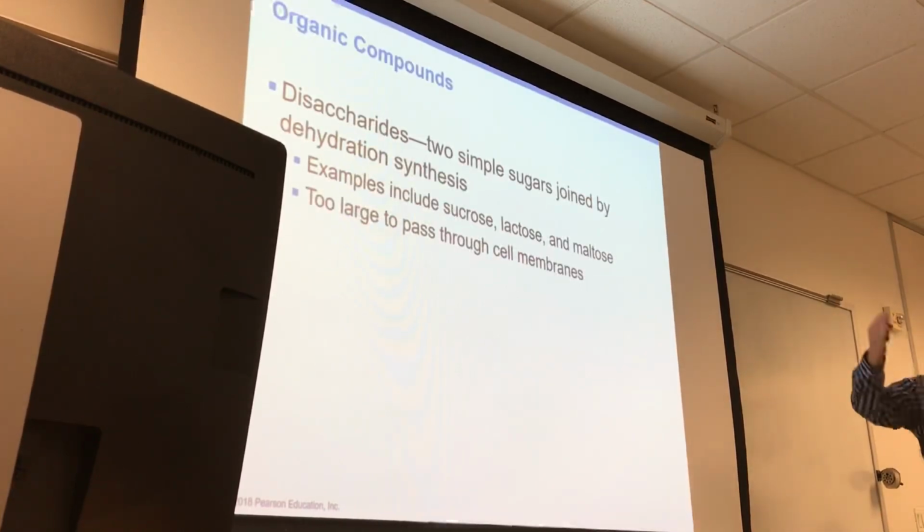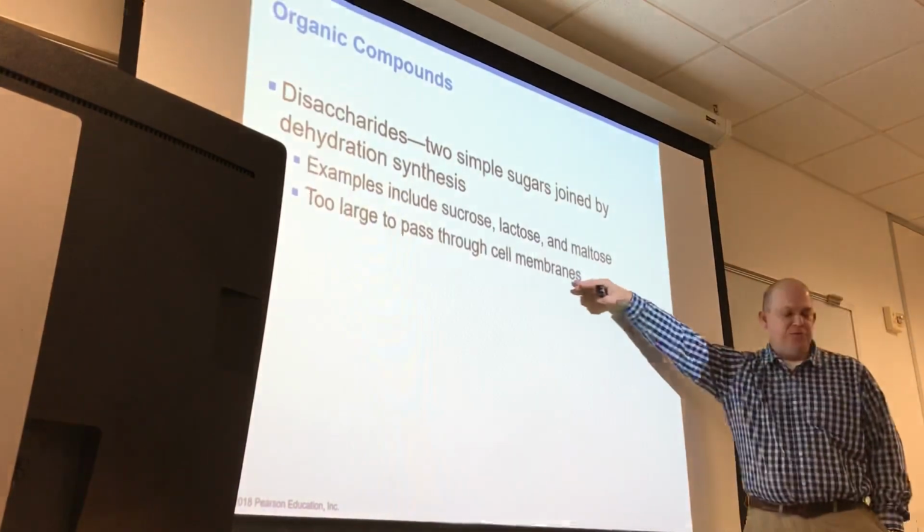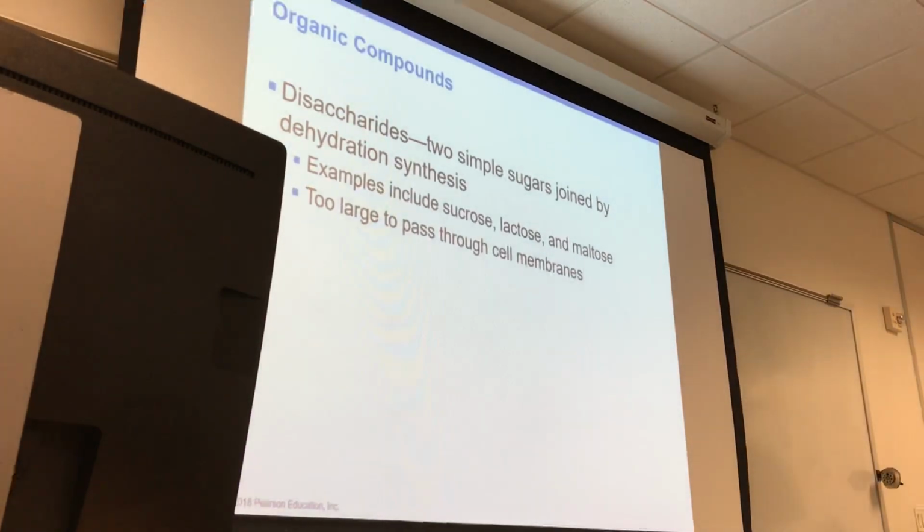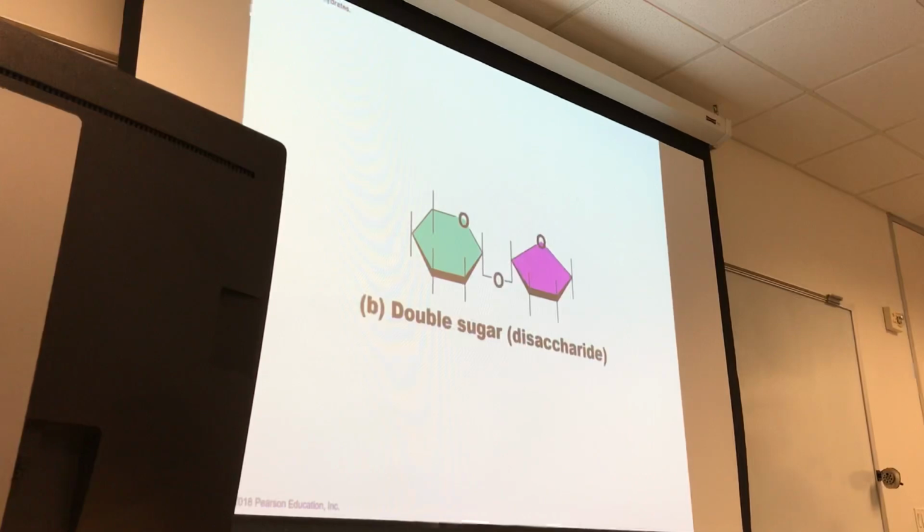A disaccharide is when we take 2 monosaccharides and link them together via dehydration synthesis. Sucrose, lactose, maltose, good examples. What's problematic with these is these are no longer able to get into our cells, so these are too big to get through our cells, so we'd have to break them down if we wanted to add them to our cells. We use hydrolysis to do so. So now we just have two simple sugars linked together.